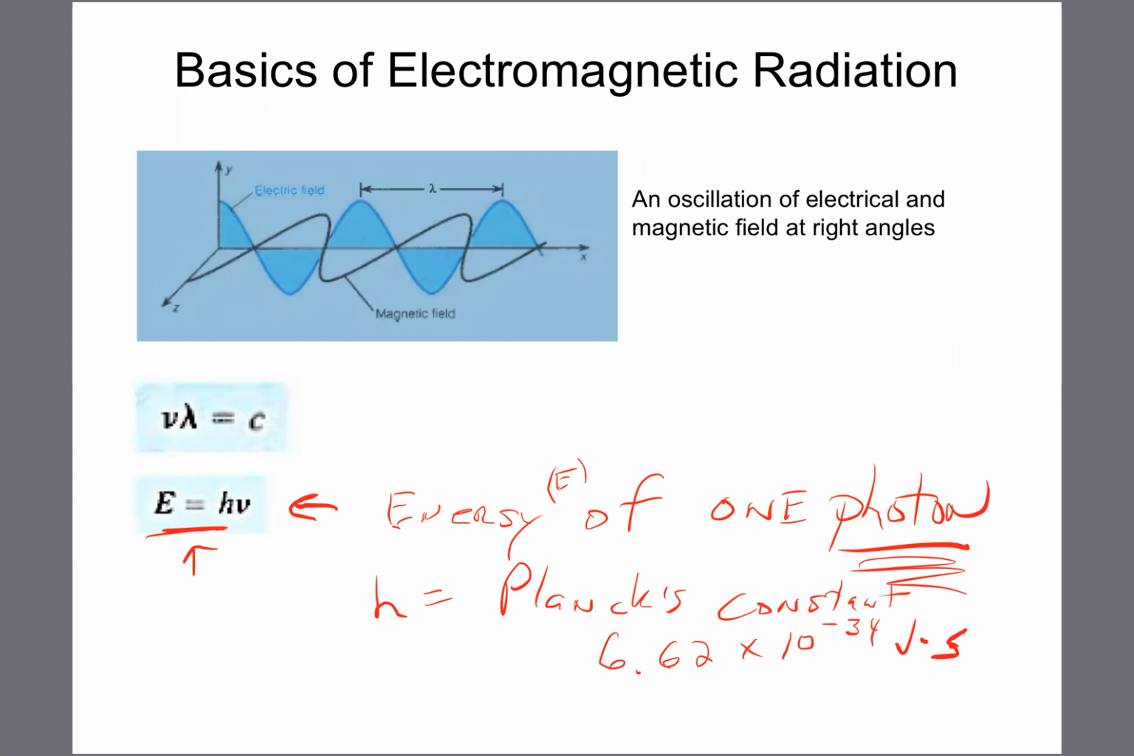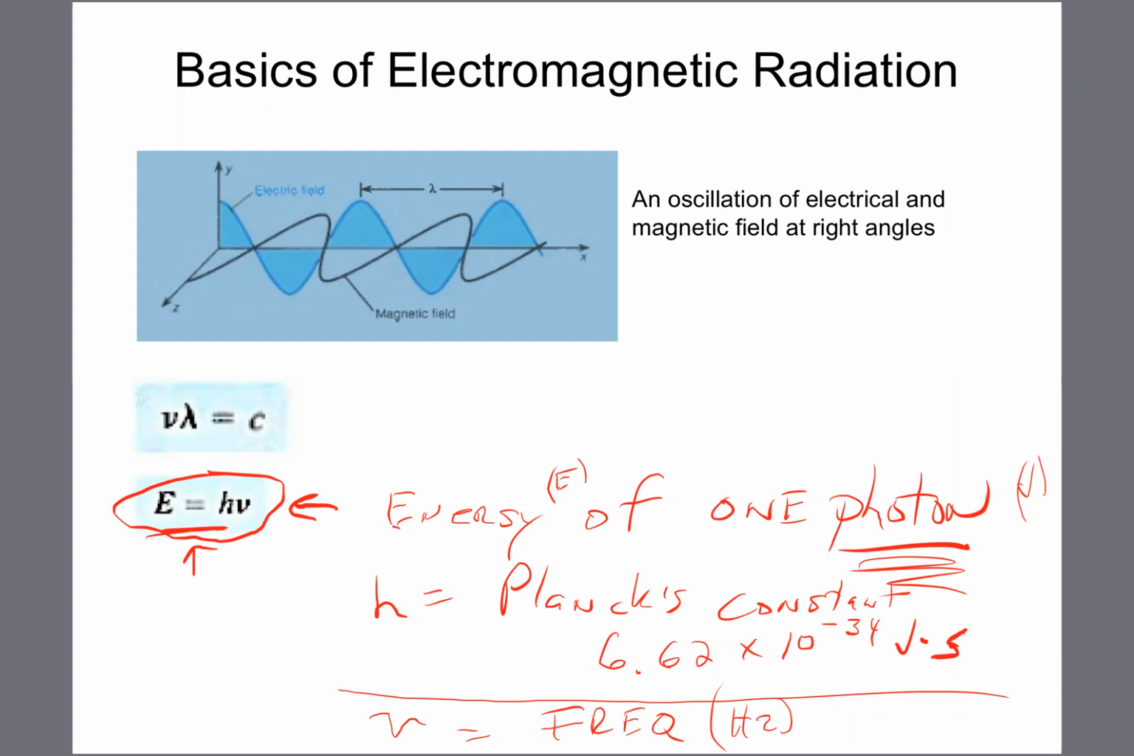So h is equal to 6.62 times 10 to the minus 34, and it has units of joule seconds. So E, when you use that number, will be computed in joules of energy. And then we've seen this funny looking v before. That is just our frequency as measured in hertz or cycles per second. Now, if you multiply the frequency times Planck's constant, you get joules of energy. So the equation in terms of units is internally consistent.